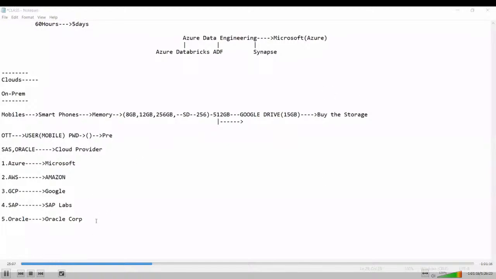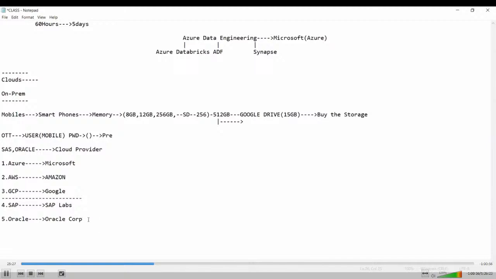Okay. So we have these, all the cloud providers. Anyways, the first three are the market leaders, considered the market leaders in providing the cloud technologies. Getting my point, everyone? Yes, everyone. So this is nothing but the cloud technology.